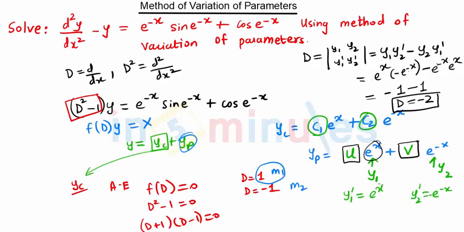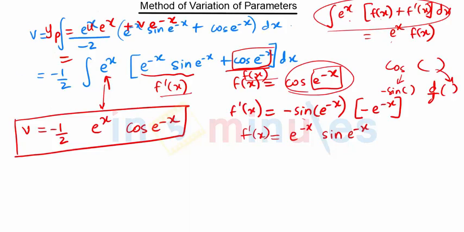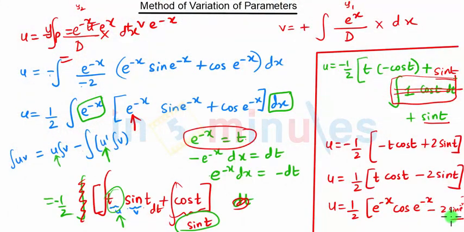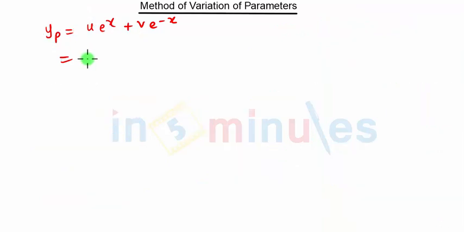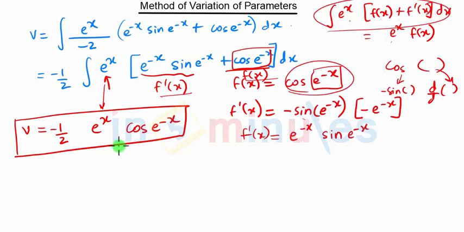We are just going to substitute the values of u and v in the equation of yp, and then we will get the final value of yp. So our yp is u e raised to x plus v e raised to minus x. What is u? U is nothing but half e raised to minus x cos e raised to minus x minus 2 sine e raised to minus x. So u is half e raised to minus x cos of e raised to minus x minus 2 sine e raised to minus x, into this e raised to x, plus, what is v? V is nothing but minus half e raised to x cos e raised to minus x.